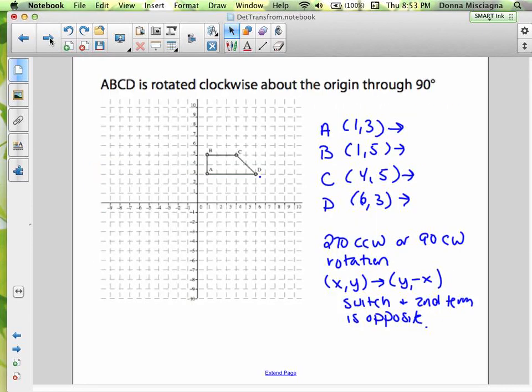All right, so ABCD is rotated clockwise about the origin through 90 degrees, right? And there we have our points, right? And 270 degree counterclockwise, 90 degree clockwise are exactly the same, right? X and Y switch. Now the second becomes the opposite, right? And if you're having trouble remembering the rule, then I can think which way it's going. Right, so it's going 90 degrees clockwise, right? It's going right here. This is the third quadrant. Excuse me, the fourth quadrant.